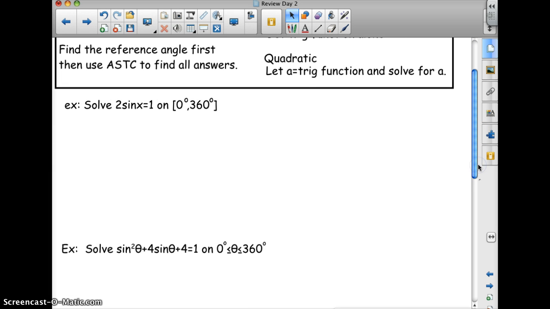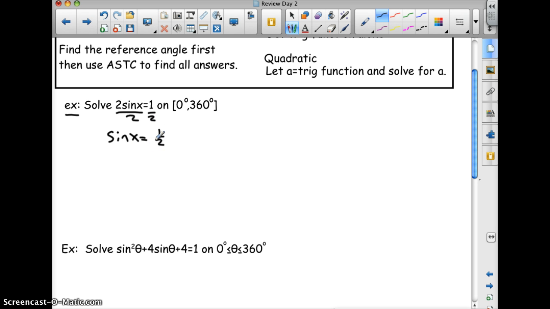All right, so we'll start here. First of all, is this a linear or quadratic equation, this example? 2 sine x equals 1. That's linear, right? It doesn't have anything squared. So it's already written in terms of one trig function. What I'll do is get my trig function alone by dividing both sides by 2. So I get sine x equals a half.